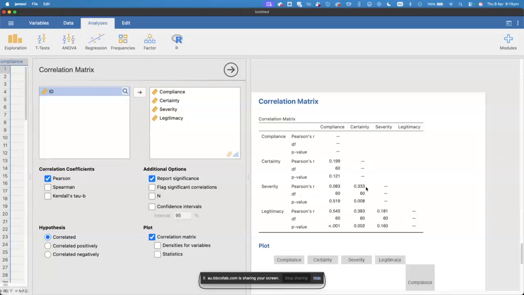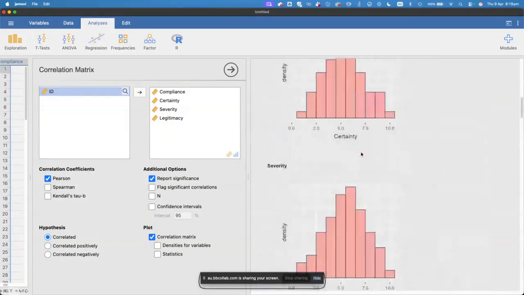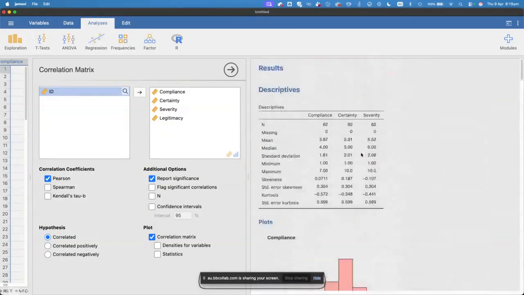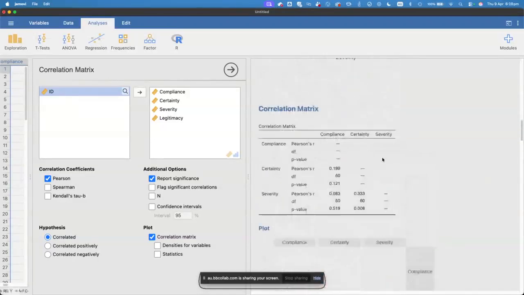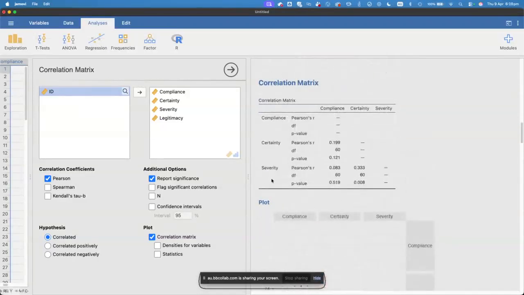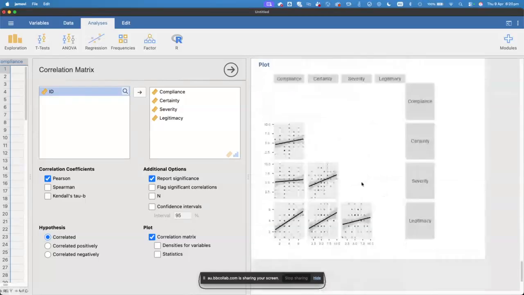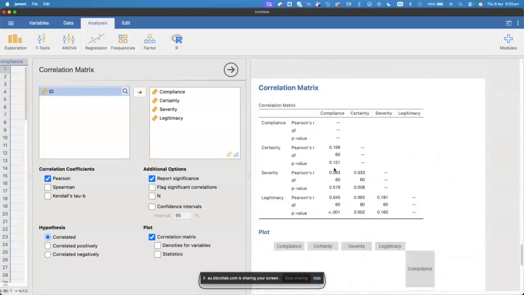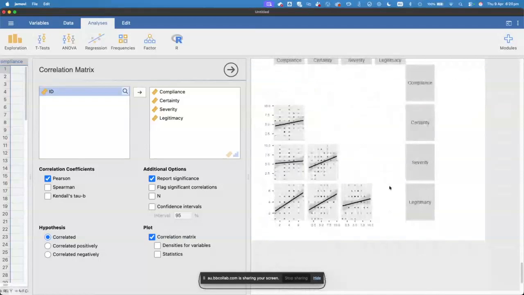Rochelle says severity and certainty are significant. Yeah, there's a positive correlation between severity and certainty. Remember, this first half of the correlation plot is exactly the same as the correlation plot before. So severity, certainty, 0.33, 0.008 is the p-value, and here is the same. It's the same sort of correlation matrix, but now we have legitimacy here as another variable.